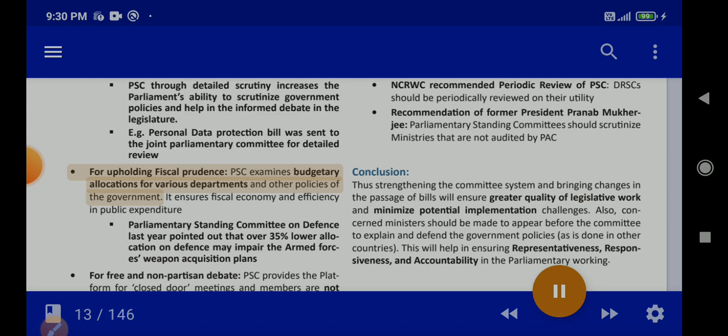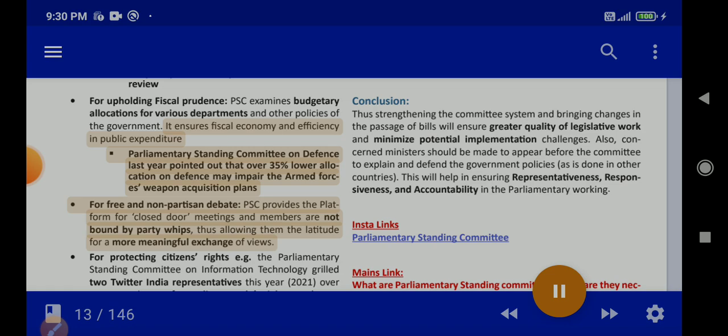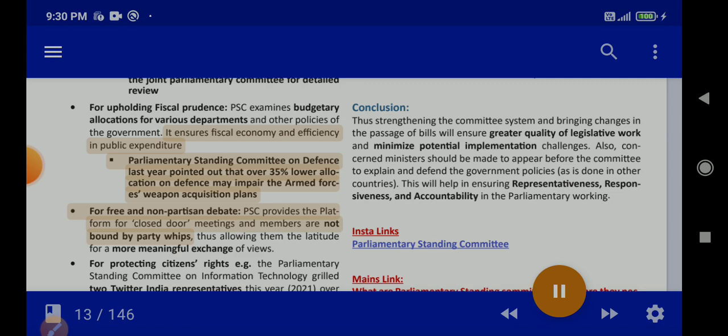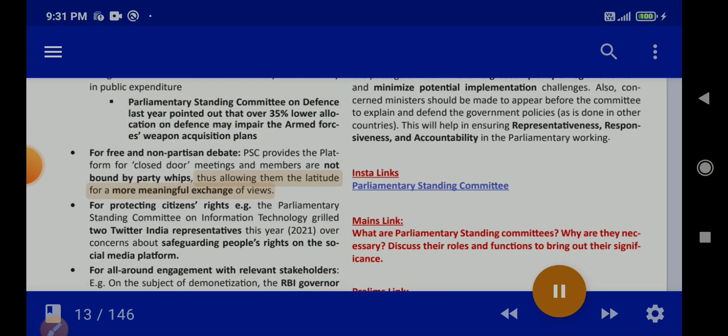For upholding fiscal prudence, PSC examines budgetary allocations for various departments and other policies of the government. It ensures fiscal economy and efficiency in public expenditure. The Parliamentary Standing Committee on Defense last year pointed out that over 35% lower allocation on defense may impair the armed forces' weapon acquisition plans. For free and nonpartisan debate, PSC provides the platform for closed-door meetings and members are not bound by party whips, thus allowing them the latitude for a more meaningful exchange of views.